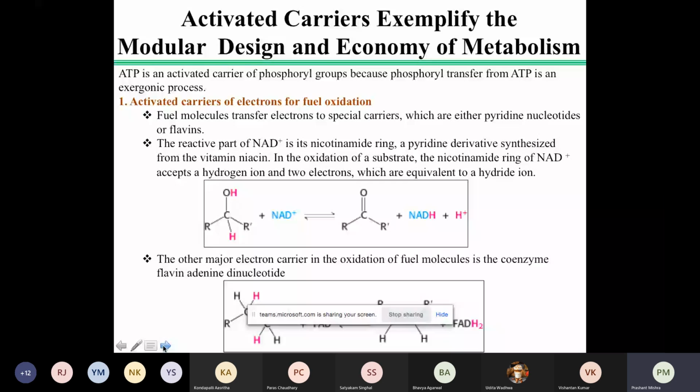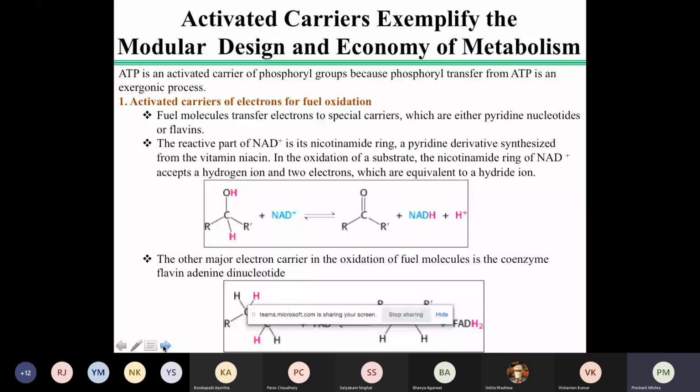So in this modular design, ATP is an activated carrier of phosphoryl group transfer potential, because phosphoryl transfer from ATP is an exergonic process. Now you have activated carriers of electrons for fuel oxidation. For example, a fuel molecule transfers its electrons to a special carrier. So suppose I have a glucose or suppose I have a fat, all of them will transfer the electrons present in the fuel molecule to a common molecule. And these common molecules are pyridine nucleotides or flavin nucleotides.